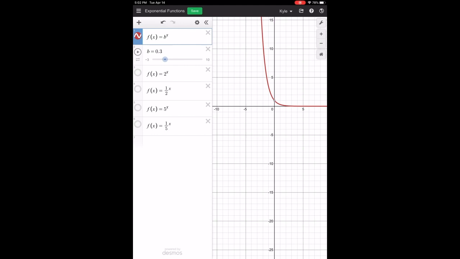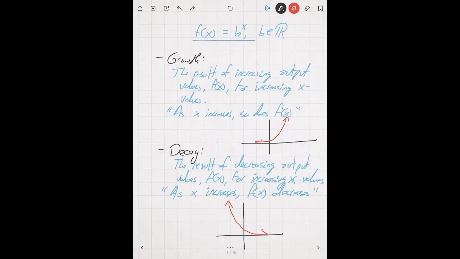So let's go ahead and record this down. For exponential growth, this is when b is greater than 1. For exponential decay, this is when b is between 0 and 1. These are important concepts to understand because exponential growth and exponential decay are going to be very important to our later applications.